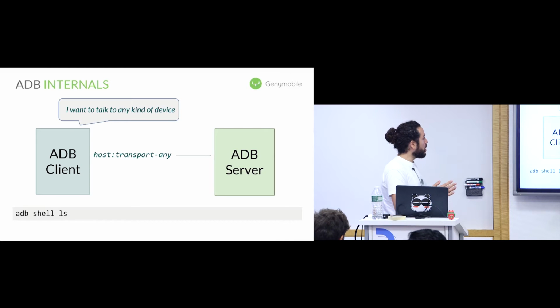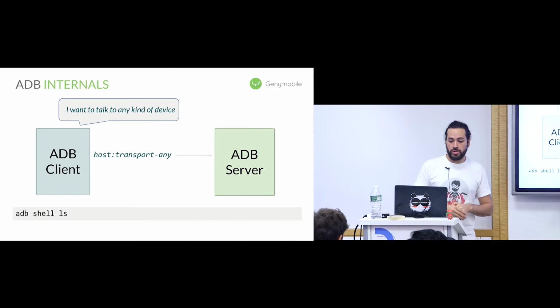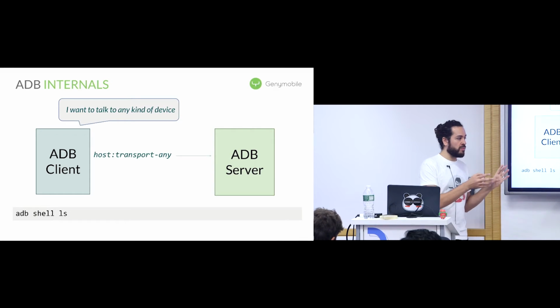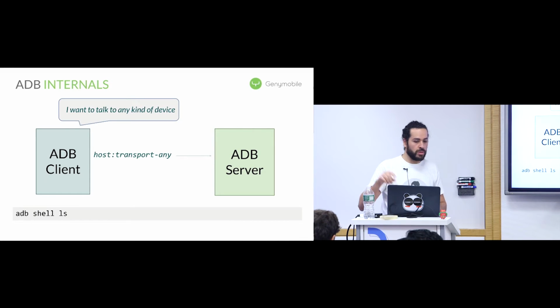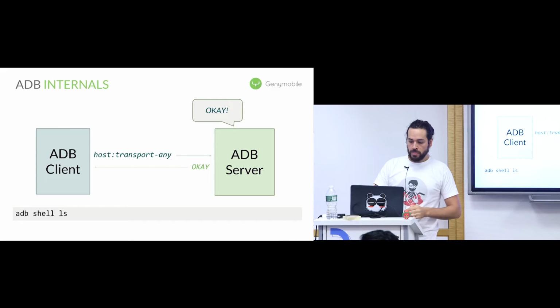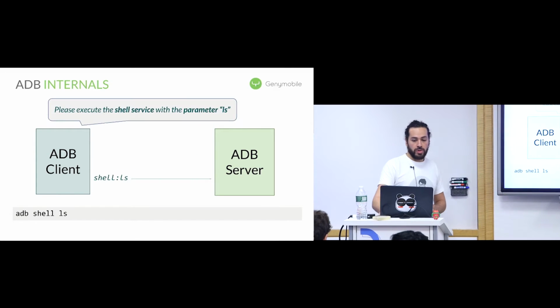And then the ADB client will tell the server what kind of devices it wants to target. So for example, in this example, we don't have any filter, there is no serial, etc. So it will tell, I want to talk to any kind of device. And the ADB server will answer, okay.